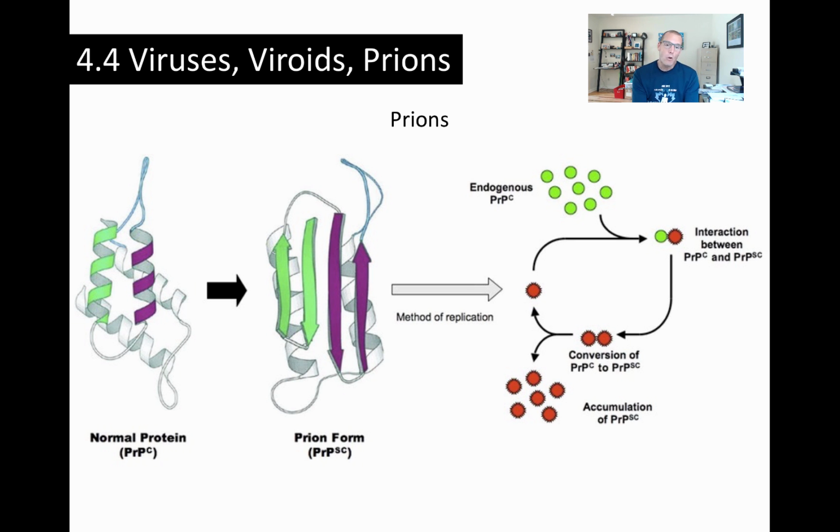So those are prion diseases. They're neurodegenerative diseases caused by this misfolded protein, which catalyzes the misfolding of the normal protein to produce these aggregates and accumulations of the misfolded proteins.